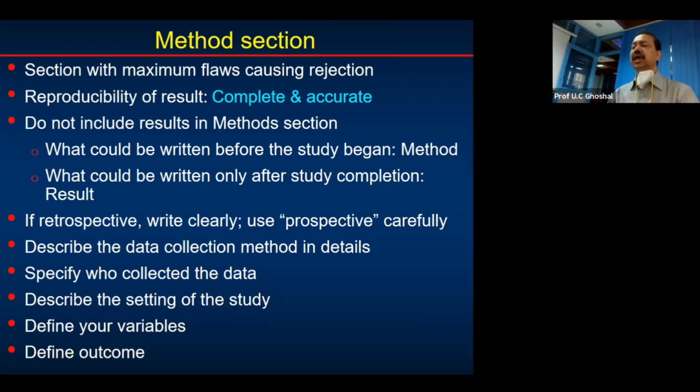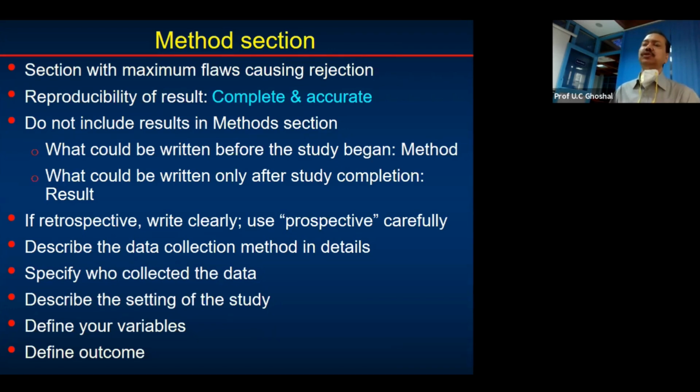Now look at when you are writing the method, what does the editor want? What does the reviewer want? What they want is you should write in such a manner that when another person wants to do the study, he can really go line by line of your method and can be able to reproduce the study. So that means method should be so well written that one can go line by line, sentence by sentence of your method section and be able to reproduce the result. It may not be the same result as you found, but the result should come, whether negative, positive, whether contradictory, or in accordance with. So do not include result in the method section.